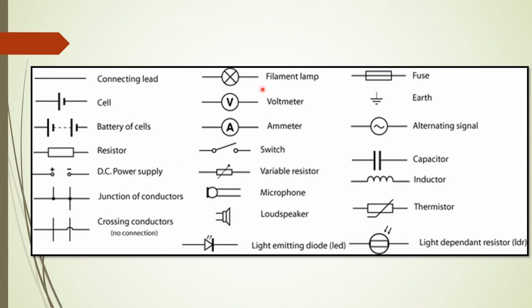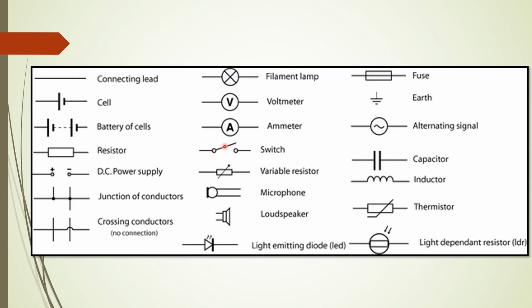If you are considering a filament lamp, we can mention this symbol for the filament lamp. This is the voltmeter, we can measure voltage in this case. And here is the ammeter, we can measure current in this case. This is a switch.